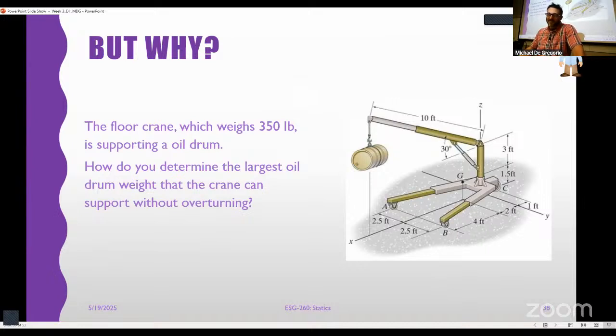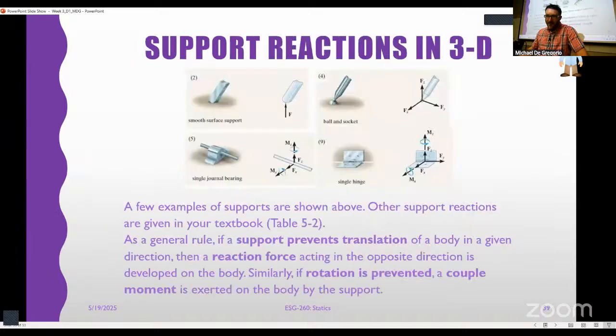No, not that bad. No, that's cool. Okay. Well, anyway, what do reactions look like in 3D?